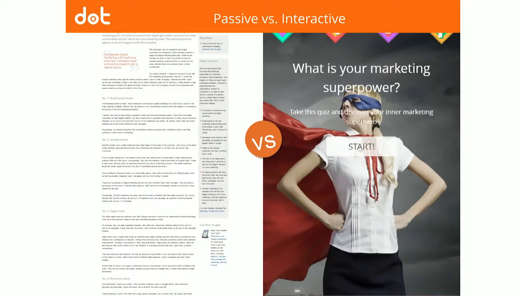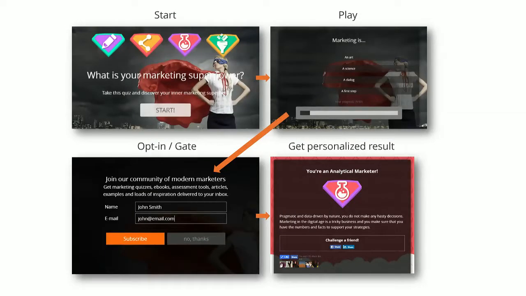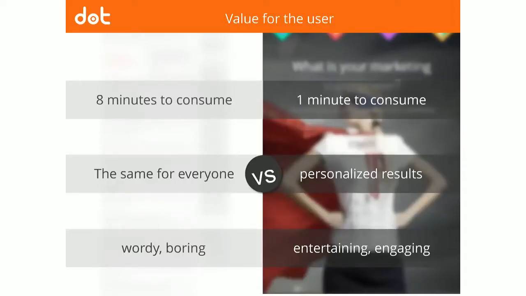So I am now going to compare the blog post to the quiz. It's not a fair comparison, I know, but I hope it is going to illustrate my point. So for those of you who did not take the test, this is how it works. You answer a few questions about yourself, just like any fun BuzzFeed quiz if you've ever taken one before. There's a small opt-in, and then you get a personalized result. You will get one of four results. You're either a creative marketer, an analytical marketer, a social media pro, or a lead gen expert. That's how it works.